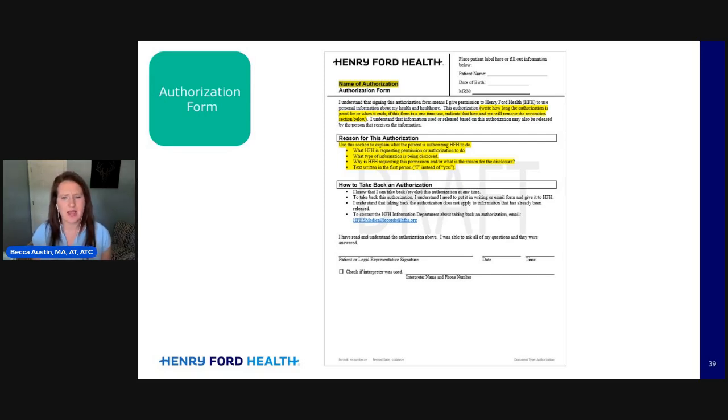So again, the how to take back the authorization is required. That's mandated by legal. That's not something we can remove. We have to tell patients they can take back an authorization in writing. But again, if it's a one-time use, we make that clear and we remove that section.